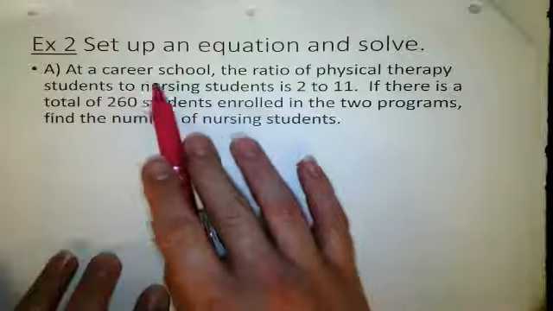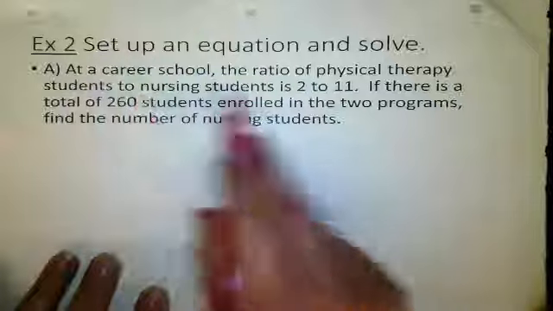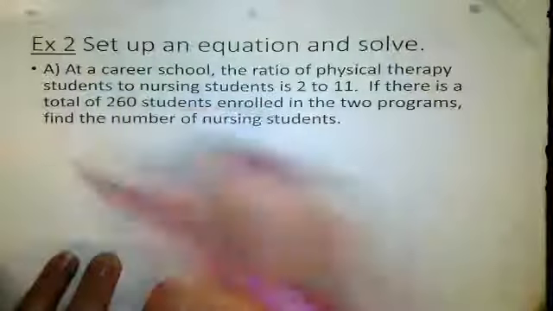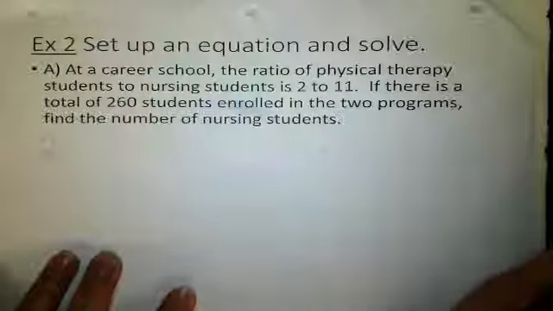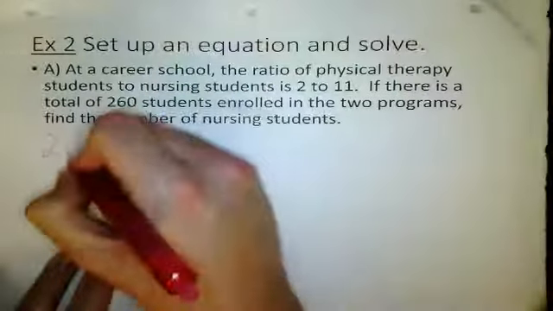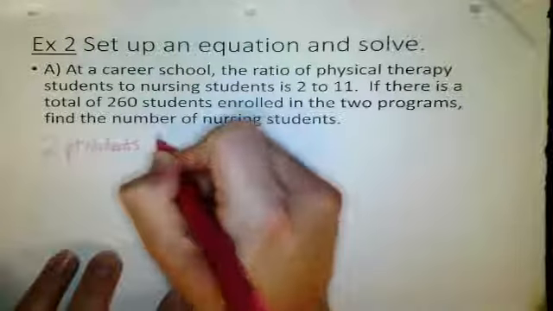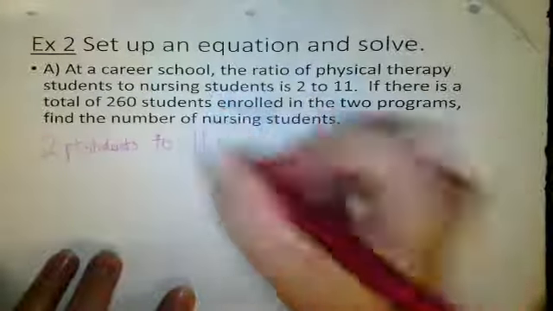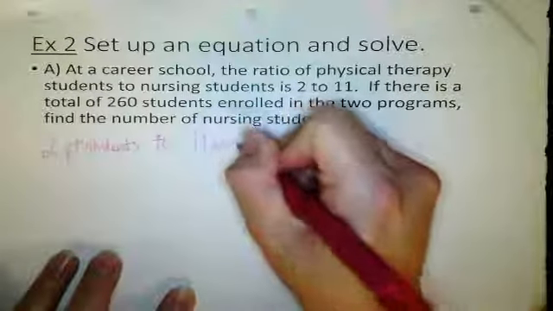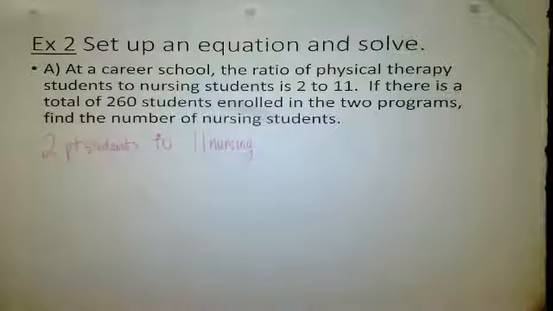So here, at a career school, the ratio of physical therapy students to nursing students is 2 to 11. So here's the important part. It's 2 what kind of students? Physical therapy students to 11 what kind of students? Nursing students. Those things are always in order. They're in respective orders when they present that.